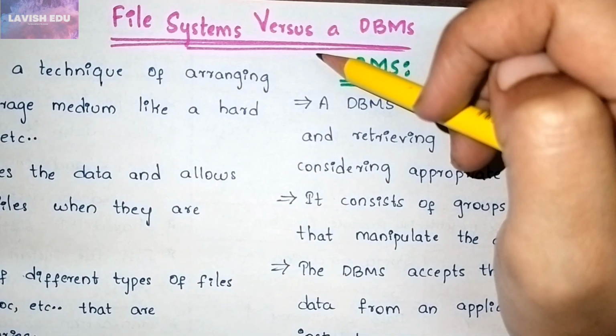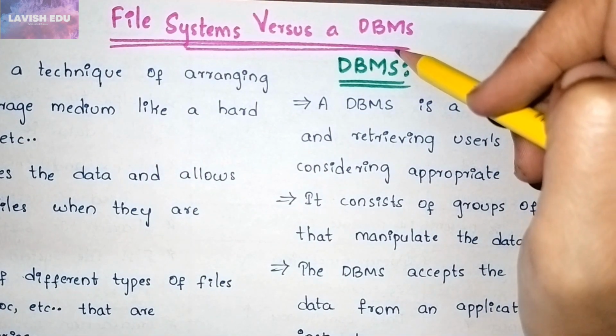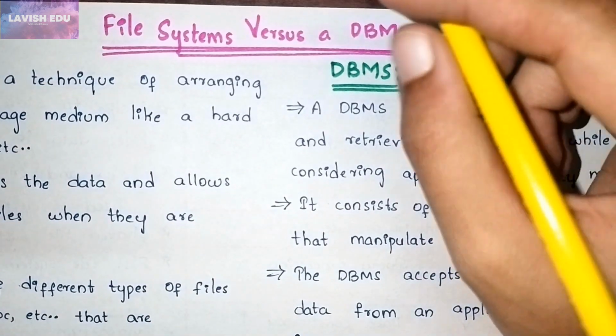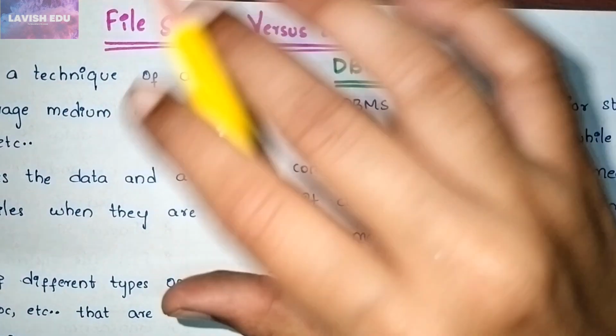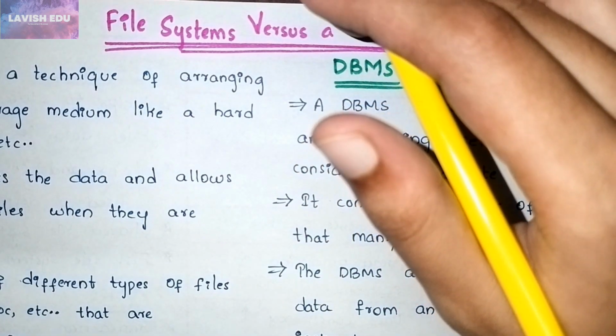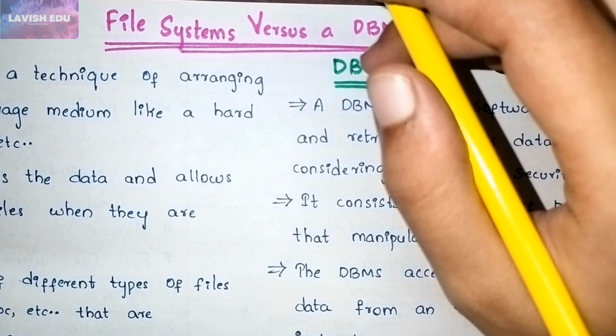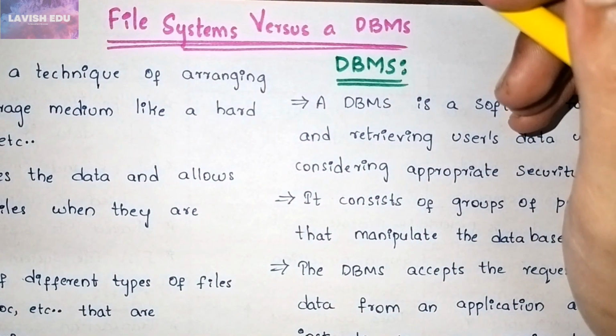Today in this session we are going to discuss the file system versus a DBMS, that is, database management system, and we'll see what this is. First we'll see what the file system and DBMS are, and then we'll go through some of the differences between them, and after that we'll discuss some of the features of the file system as well as the database management system.